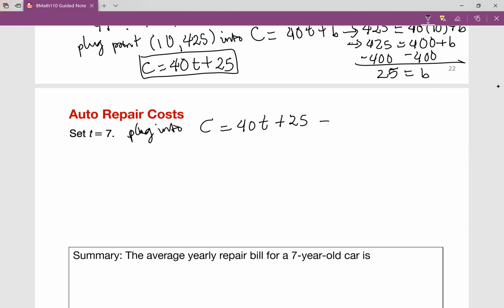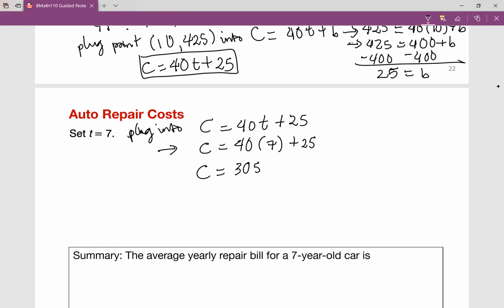So I will have what? Let me put down here. I will have C equal to 40, T now changed to become 7, plus 25. And now use a calculator. 7 times 40 plus 25 is going to be 305. 305. And summarize.